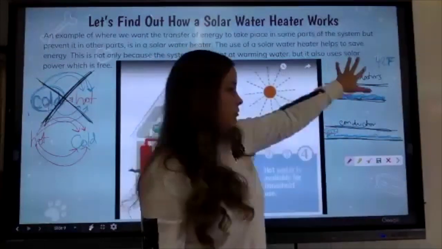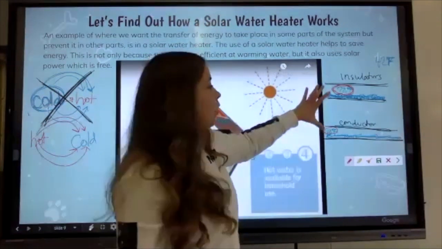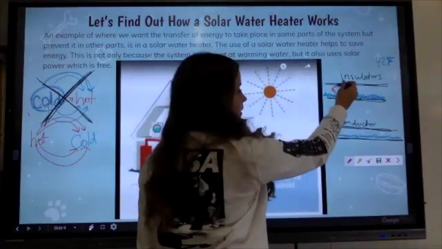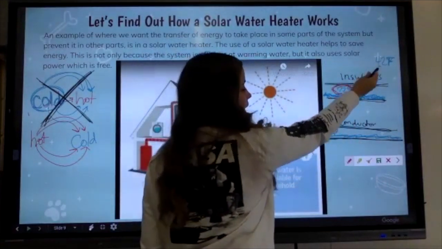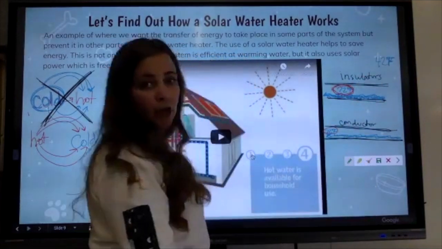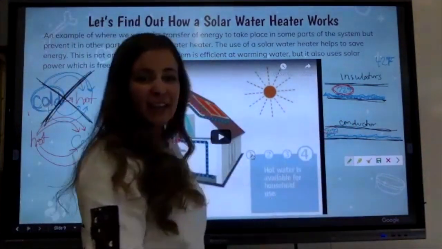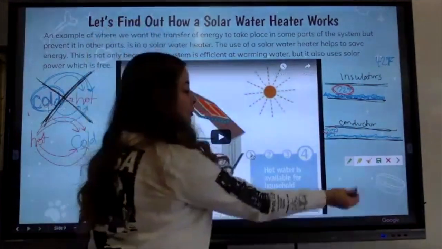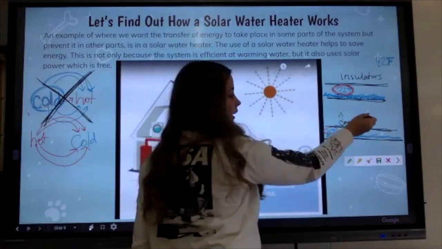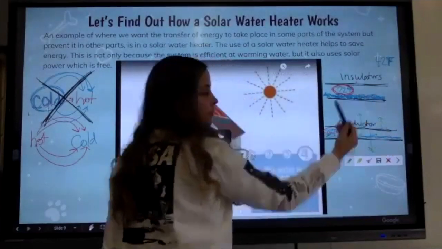So now we have two sets of pipes. Both have 72-degree water flowing through them. So now we know that heat is transferred from hot to cold. So this heat is going to try to escape and warm up the 42-degree air around it. So knowing that conductors allow heat to pass easily, it's going to be very easy for the heat to escape this pipe and try to warm up the air around it.